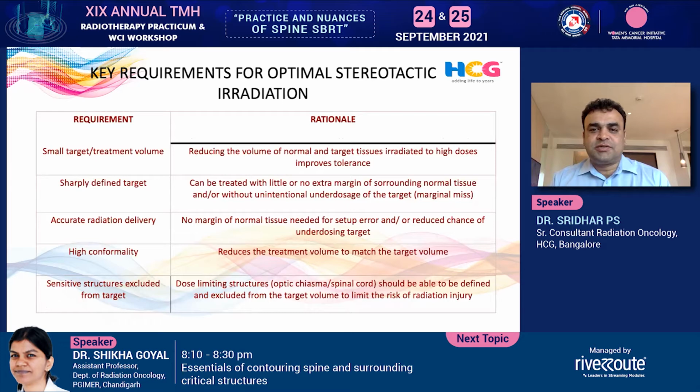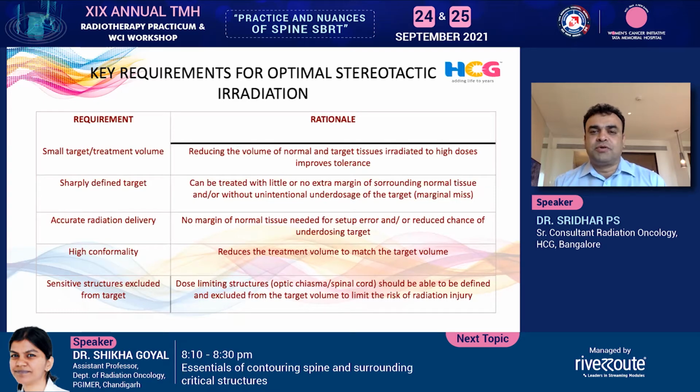Whenever we talk about stereotactic radiation or SBRT, in mind, we need to think in a different way than a conventional radiation oncologist. So we are looking at a small target and treatment volume. That is what is important, because reducing the volume of normal and target tissues irradiated to higher doses improves the tolerance. Sharply defined target, practically sometimes we don't give any margins for any of the SBRT targets. And accurate radiation delivery, that is the key here.